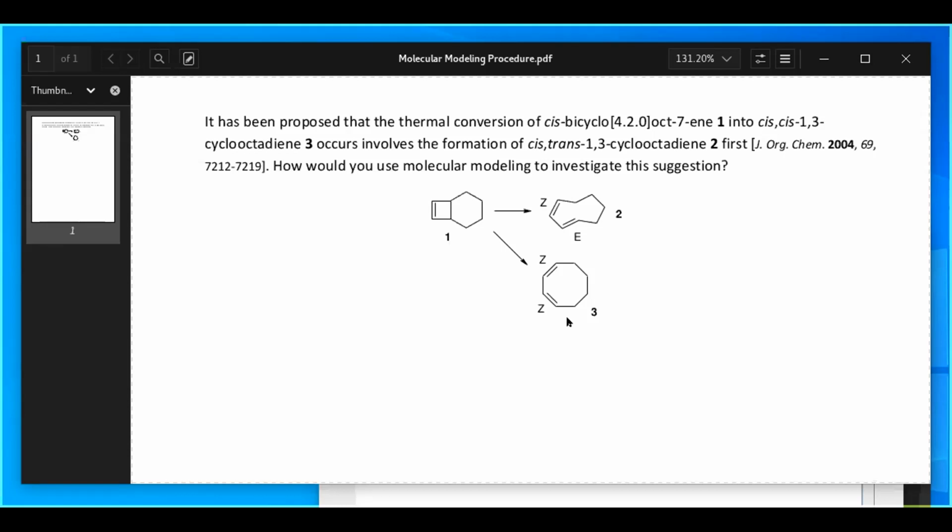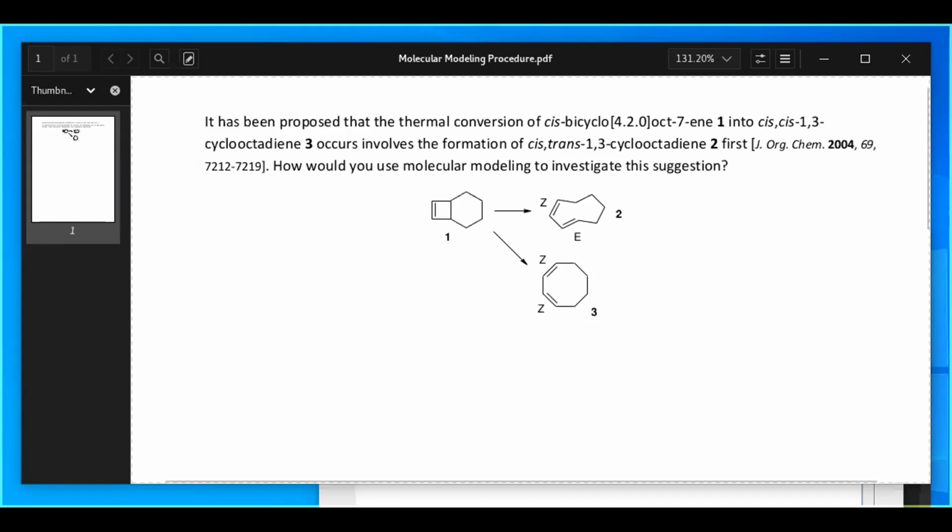So in the first stage, we've defined the problem. We know what the problem is. We want to know, is it possible that 2 gets formed before 3 when this ring opens? Is that possible? And so we'd like to explore it. So the way I would start in this problem is I would construct all 3 species. But there's a problem. Now I'm going to show you what that problem is.